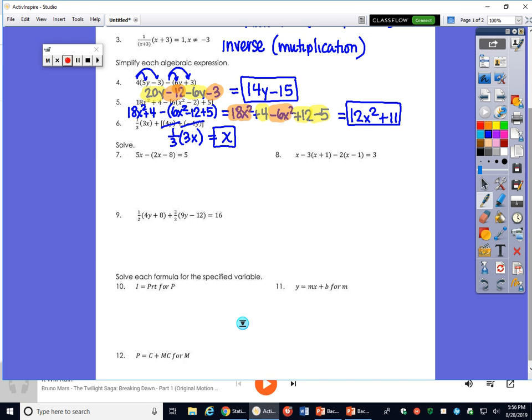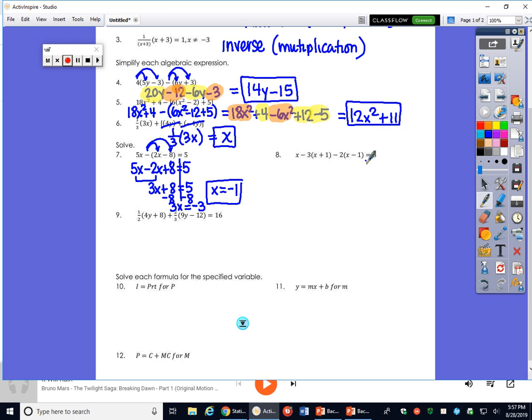Number 7, we're going to solve now. Now we have an equal sign. The equal sign tells us we've got to get an actual solution. So we're going to have to distribute this minus sign, because that's in front of the parentheses. So we're going to have minus 2x and plus 8, which equals 5. Now we want to combine our two like terms, which gives us 3x plus 8 is equal to 5. We're going to subtract 8 from both sides to get the x by itself. So that's going to give us negative 3. And then when we divide by 3, we're going to get negative 1 as our answer.